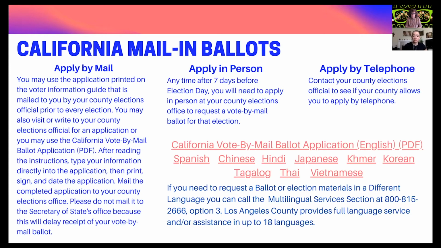If you need to request a ballot or election materials in a different language, you can call the Multilingual Services section at 1-800-815-2666 and click option 3. Los Angeles County provides full language service and/or assistance in up to 18 languages.